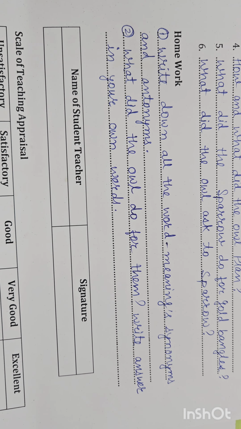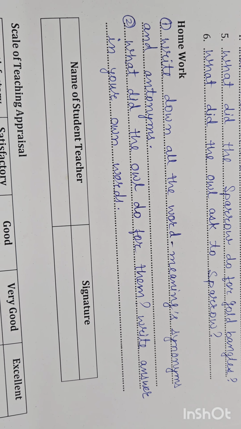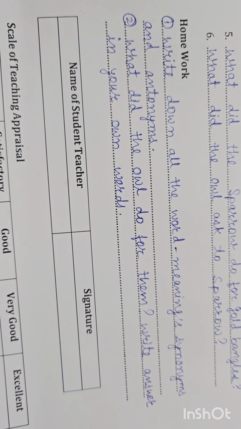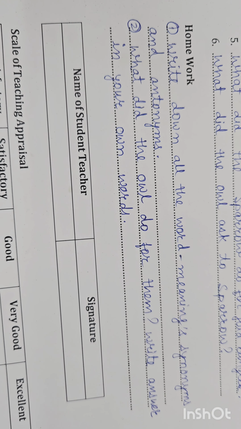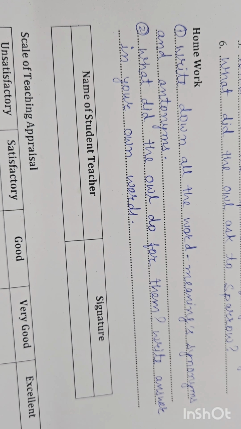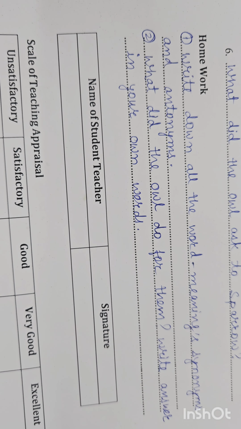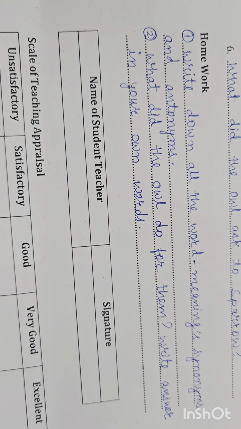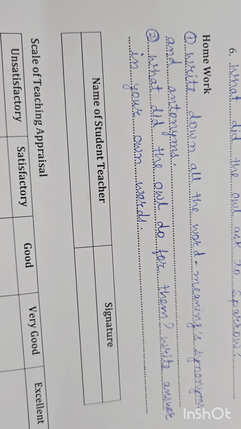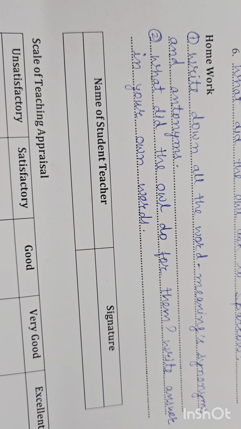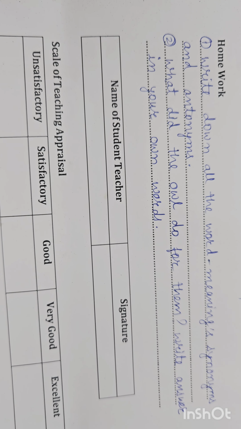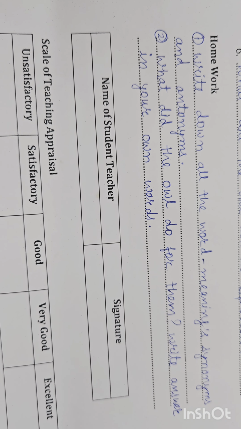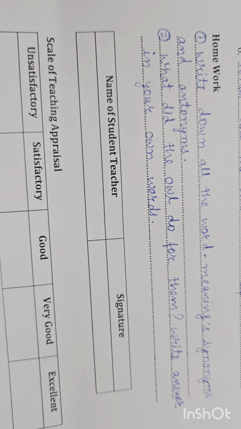It's time to end up the lesson plan with the homework. In homework what you will give them, because already you have mentioned the word meanings on the blackboard, here you will give instruction or homework to write down the synonyms and the antonyms. Homework can be anything, modify or moderate as per your class teaching, but here I have given you the idea. If already you have given them word meanings, then just give synonyms and antonyms as homework. Then, what did the owl do for them? Write the answer in your own words. This will be your homework. I'm ending this lesson plan with the homework.